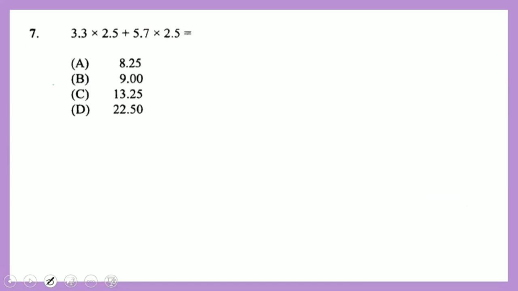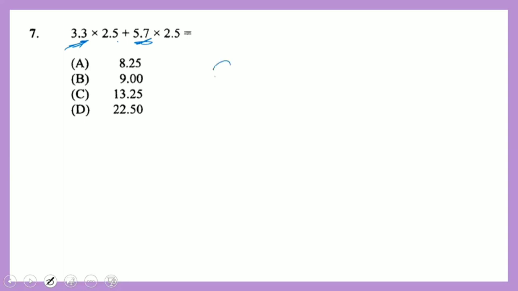Number 7, it says 3.3 times 2.5 plus 5.7 times 2.5 is going to give us what? And you could do these individually using the principles we just established earlier with multiplication, but you should also be able to pick up certain things. For example, 3.3 is being multiplied by 2.5 and 5.7 is being multiplied by the same number. Those results are being added. This is pretty much the distributive law.